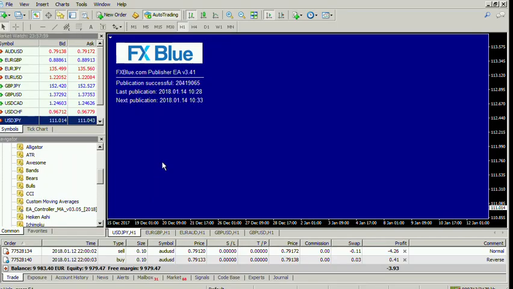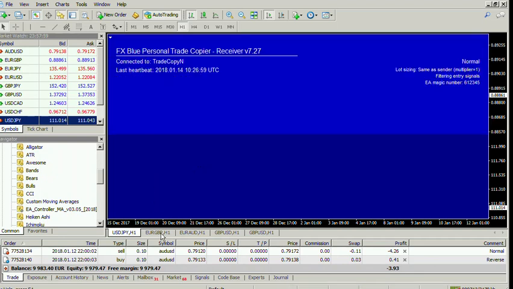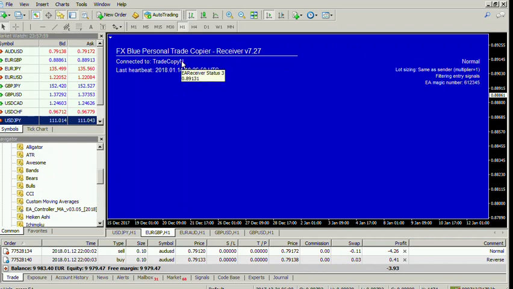Okay, so now we're on our second platform. It's an XeTrader demo. I've got a number of charts open. The first one, I've put my FX Blue Publisher EA so that I can monitor the performance. I have a second chart in which I placed one copy of the receiver, and it's connected to trade copy N. That's one of the channels.